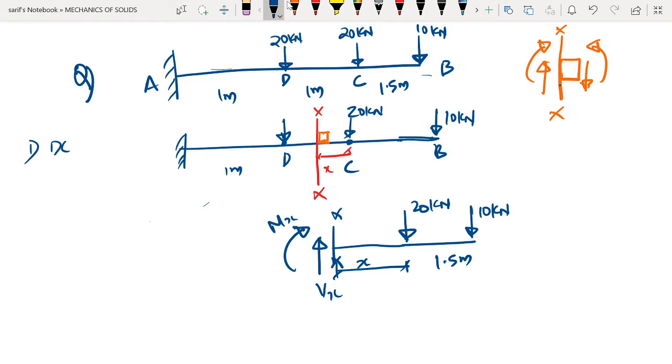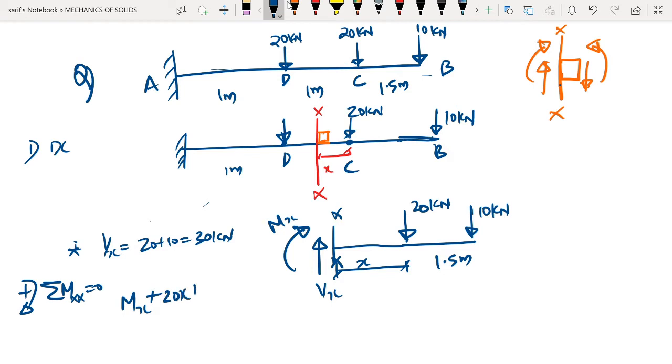So if we try to write, equilibrium of the free body diagram will give us Vx equal to 20 plus 10, that is 30 kilonewton. This will be Vx. Second, we require Mx, so we'll go for moment about the section XX equal to 0. So we will get Mx plus 20x plus 10 into x plus 1.5 equal to 0. The distance from the 10 kilonewton load to the section XX is x plus 1.5. That's why we have x plus 1.5 here.